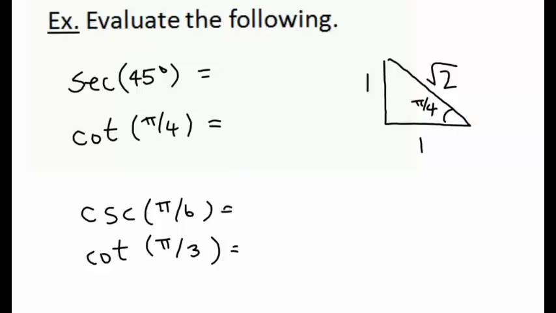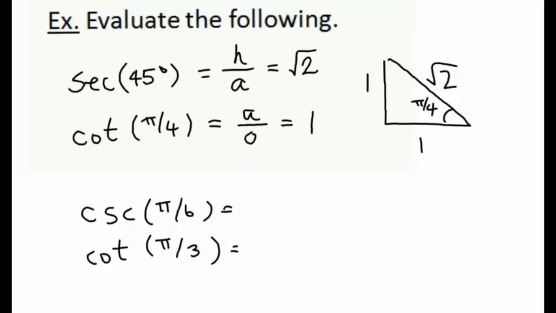Let's say first that we want to find the secant of our reference angle 45 degrees. Well, secant is 1 over cosine of 45 degrees, and cosine is adjacent over hypotenuse. So the secant must be hypotenuse over adjacent. The hypotenuse here is the square root of 2, and the adjacent side is going to be 1. So secant of 45 degrees is going to be square root of 2. Next, let's look at cotangent of pi by 4, or 45 degrees. This is going to be 1 over tan, and tan is opposite over adjacent. So cotangent is going to be adjacent over opposite, and in this case we get a ratio of 1.